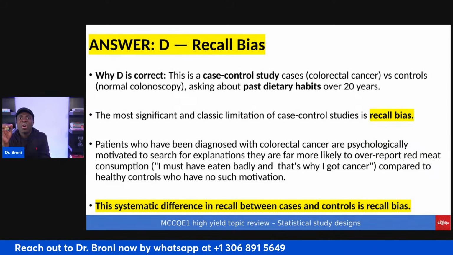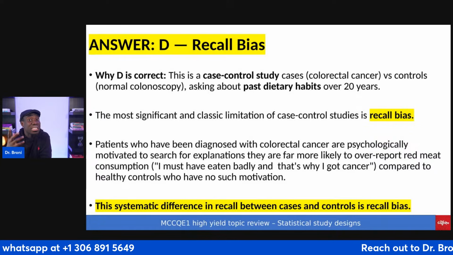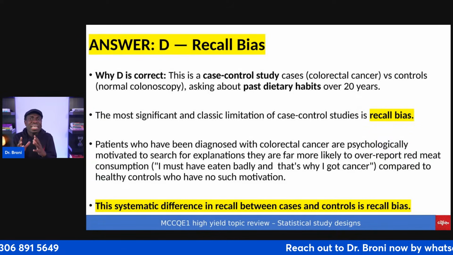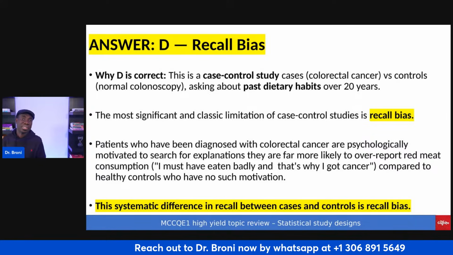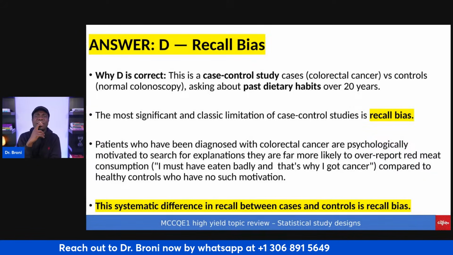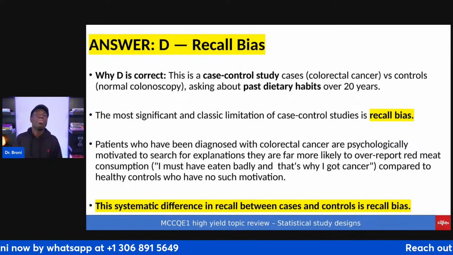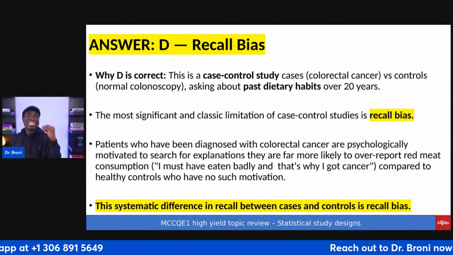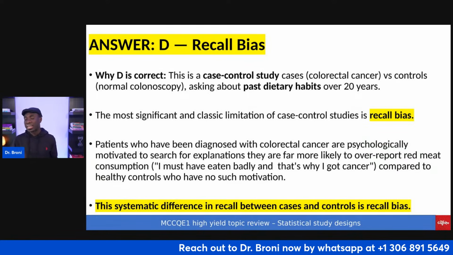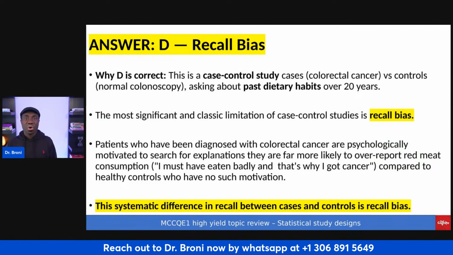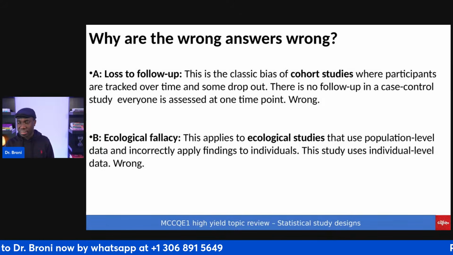So patients who have been diagnosed with colorectal cancer are psychologically motivated to search for explanations. They are far more likely to overreport red meat consumption. I must have eaten badly and that's why I got cancer, right? Compared to healthy controls who have no such motivation. So this systemic difference in recall between cases and controls is what we call recall bias. Simple, okay? Recall bias.